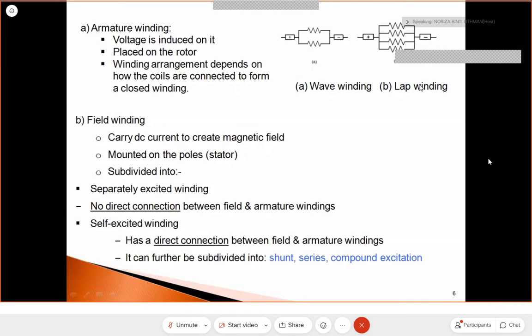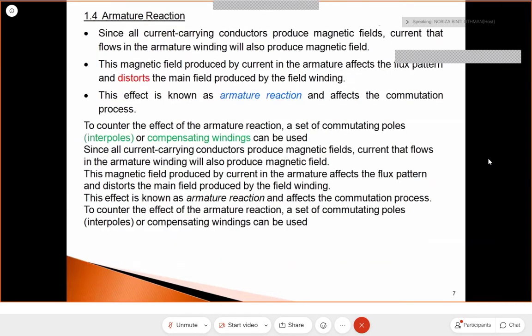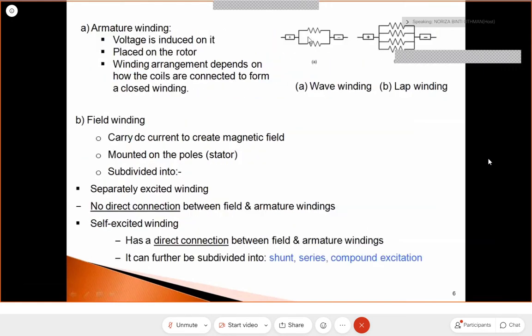So wave winding ni, bila kita ada wave winding, kita ada number of paths, kita cuma ada dua saja. Okay, and then untuk lap winding, number of paths maksudnya number of current yang boleh lalu tu is depend on number of poles, itu kita panggil lap winding.